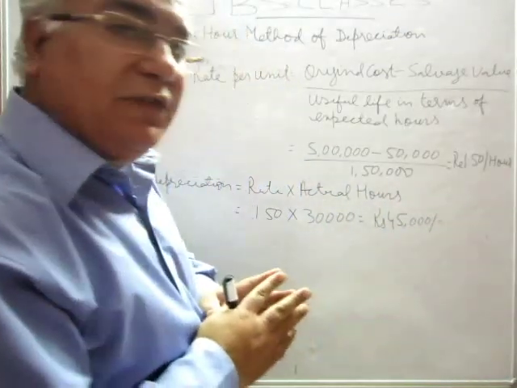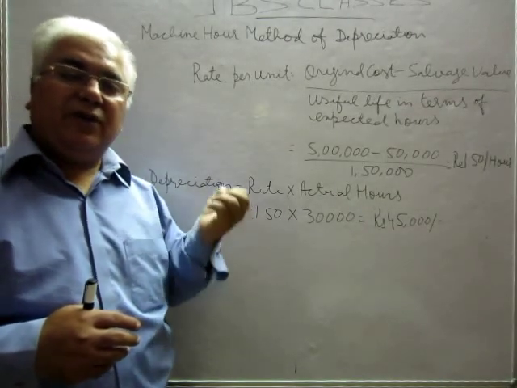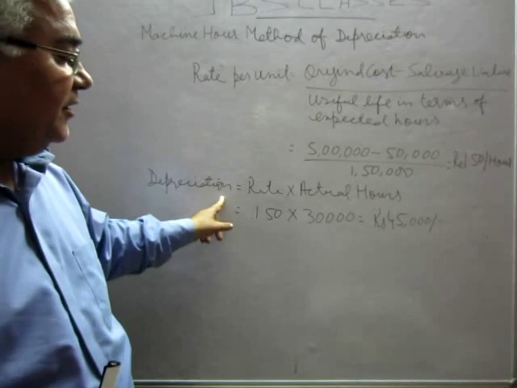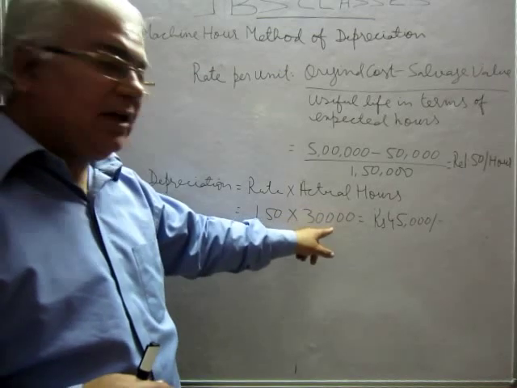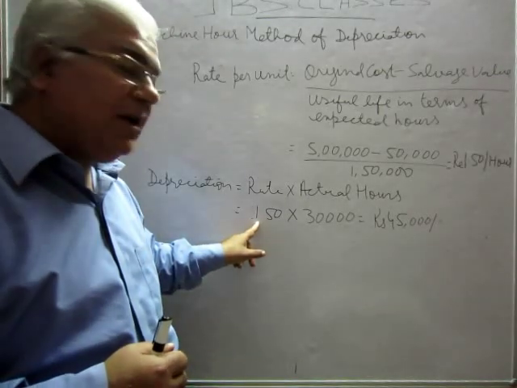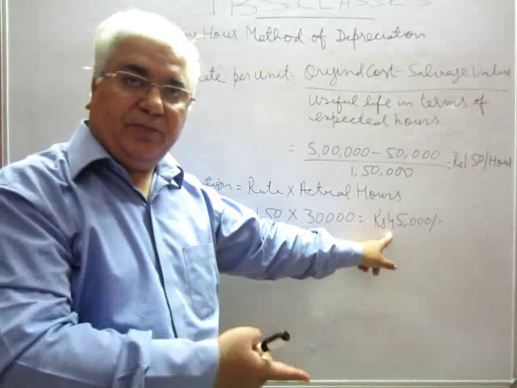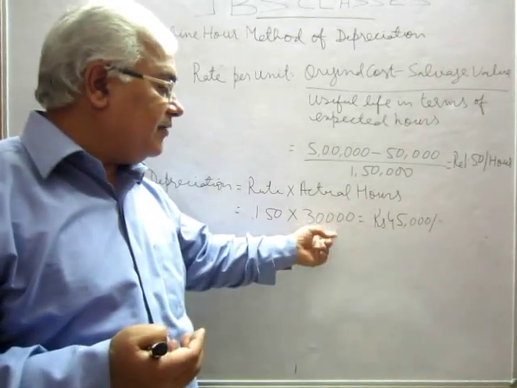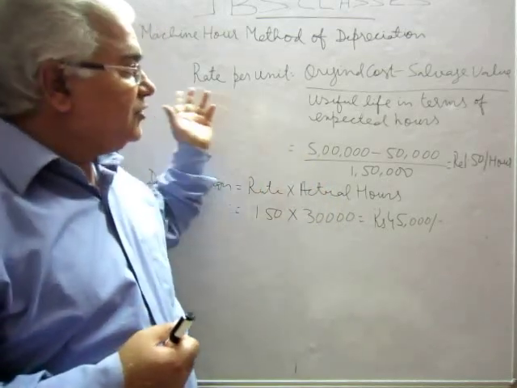Now the amount of depreciation which we shall charge each year will depend on how many hours this machine has worked. So in case of depreciation, it will be rate multiplied by actual hours. For example, if we have worked 30,000 hours in a particular year, then the rate is 1.50 per hour, so the depreciation comes to 45,000 rupees for this particular year. And again, this varies from year to year depending on the effective hours worked on this particular machine. I hope it is quite clear.